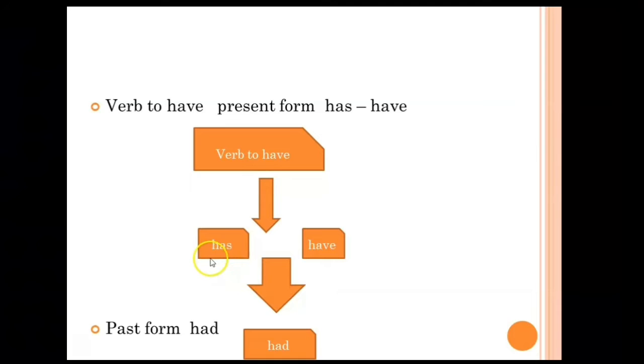Another example of helping verb is verb to have. In the present form, we have has or have. With he, she, it, I use has. With I, you, we, they, I use have. In the past form, I use had.